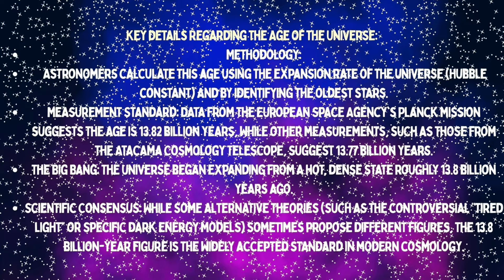To wrap up, let's look at the key details of how we calculate the age of the universe. Astronomers don't just guess, they use the Hubble constant to measure how fast the universe is expanding and identify the oldest stars to set a minimum age limit. Data from the Planck mission suggests an age of 13.82 billion years, while other measurements from the Atacama telescope suggest 13.77 billion. While some alternative theories exist, the 13.8 billion year figure is the widely accepted standard in modern cosmology.